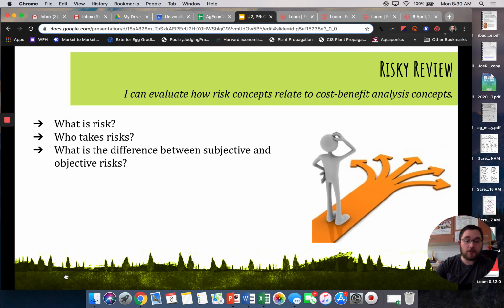Okay, just to review, what is risk? Who takes risks? And what is the difference between subjective and objective risks? Okay, so hopefully you know the answers to these questions. We're going to go through them real quick in case you don't, but I would know these in preparation for your Unit 2 exam. So what is risk?